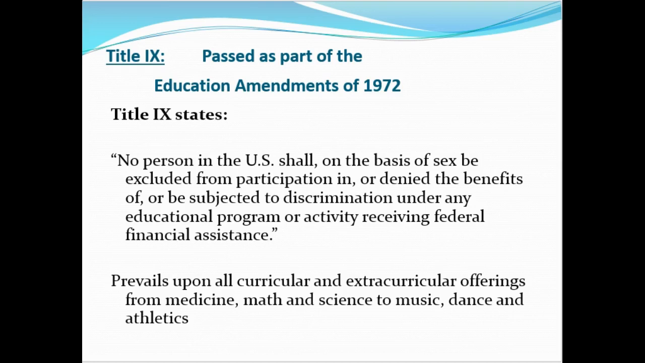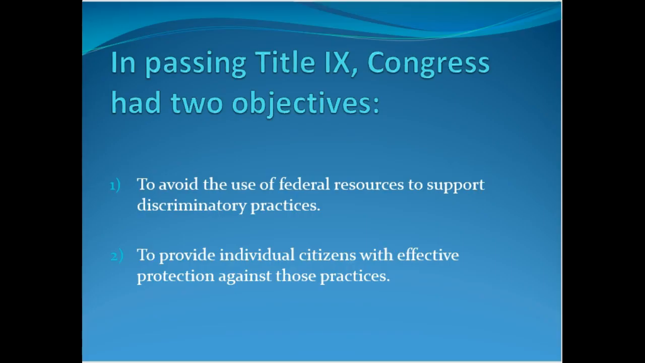Title IX states, no person in the U.S. shall, on the basis of sex, be excluded from participation in, or denied the benefits of, or be subjected to discrimination under any educational program or activity receiving federal financial assistance. In passing the law, the federal government had two objectives: to avoid the use of federal resources to support discriminatory practices, and to provide individual citizens with effective protection against those practices.